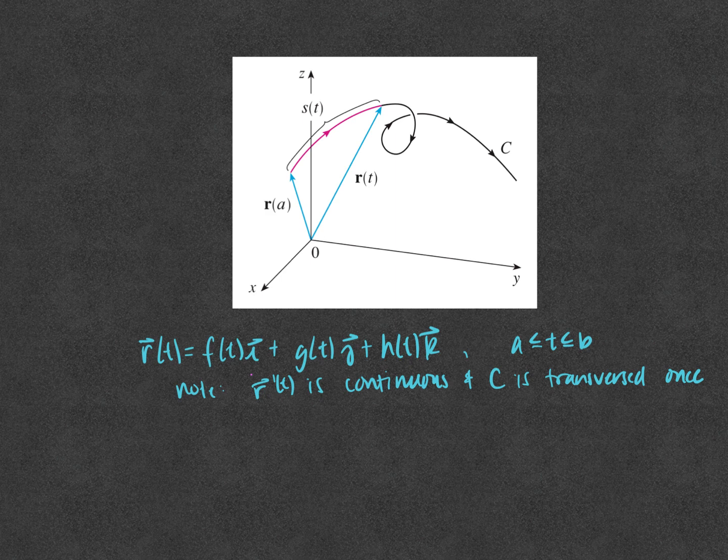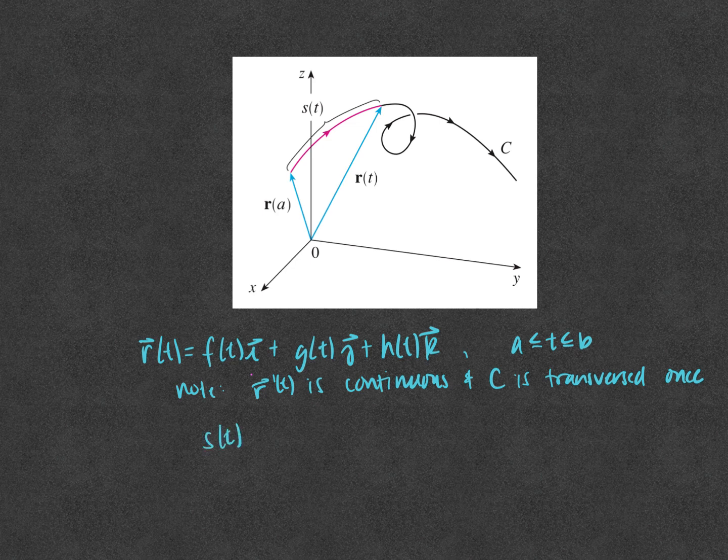Okay, look at this picture here. So what we have is vector r of t in our normal definition, f of t i plus g of t j plus h of t k, where t is between a and b. And then note that r prime of t is continuous and C is traversed once as t increases from a to b. So we have this figure happening up here. Then we could define its arc length in terms of a variable s, and that's going to come in a minute. So just trust me.